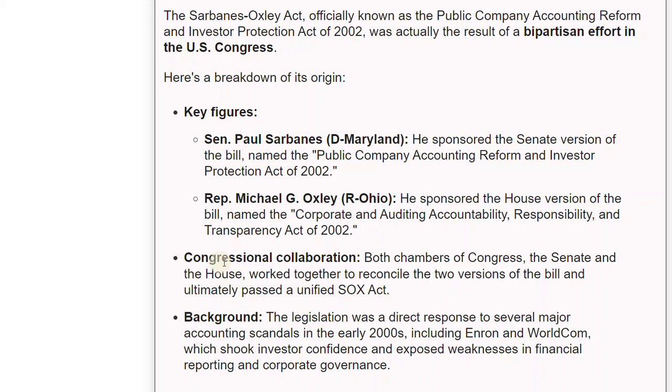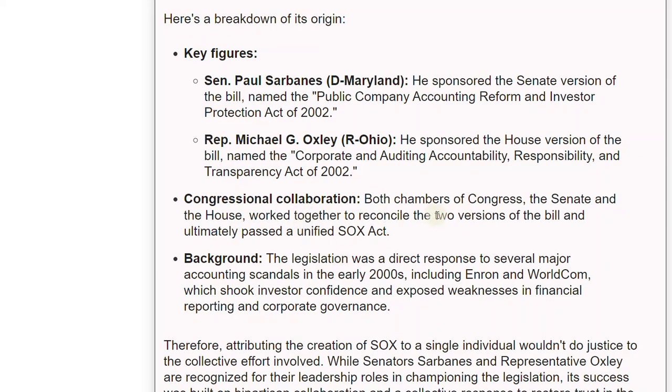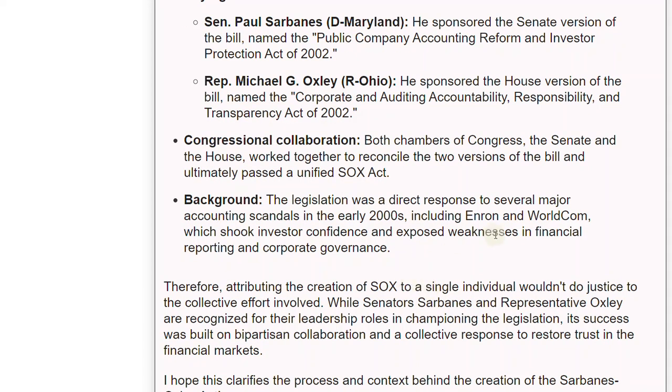Congressional collaboration. Both chambers of Congress, the Senate and the House, worked together to reconcile the two versions of the bill and ultimately passed a unified SOX Act. Background: the legislation was a direct response to several major accounting scandals in the early 2000s, including Enron and WorldCom, which shook investor confidence and exposed weaknesses in financial reporting and corporate governance.